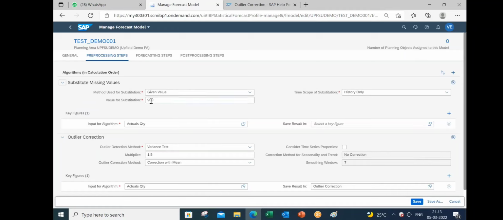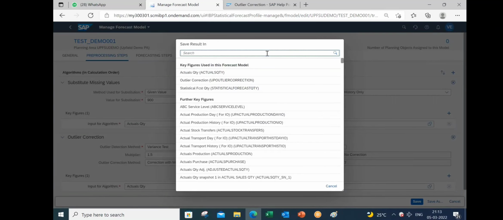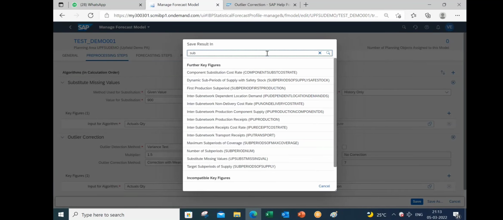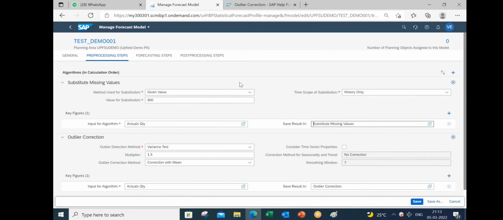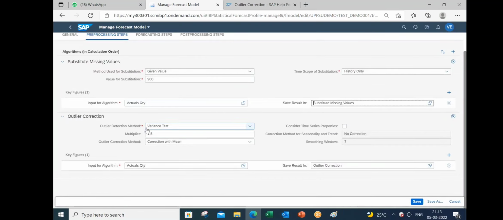Let me save this result also so that you can see the variance. What is the variance? Sorry, can you remind me again? Sure. We have two tests to detect outliers: one is the interquartile range test and one is the variance test. In the interquartile test, it will draw three quartiles, Q1, Q2, Q3, and draw the tolerance bands based on Q3 minus Q1. In the variance test, it will calculate the mean and standard deviation.